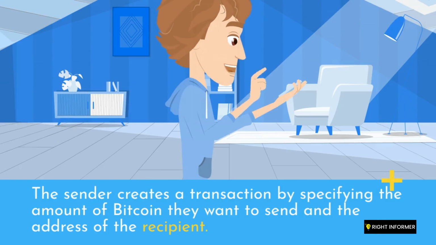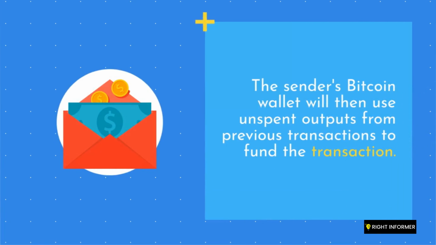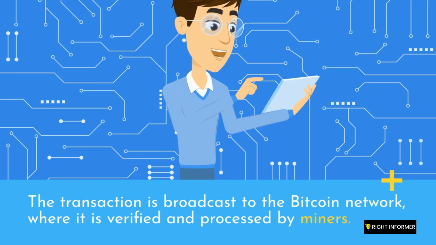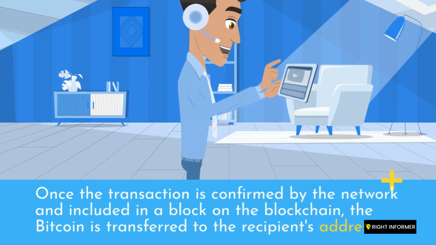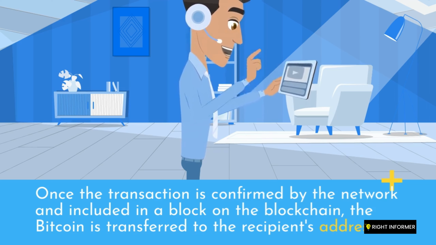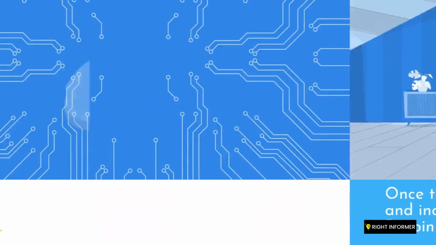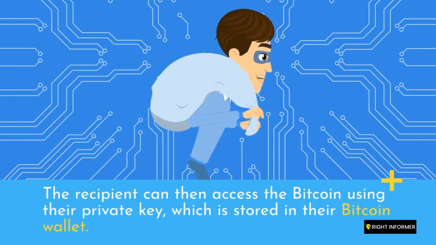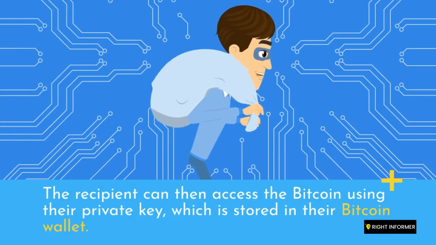The sender creates a transaction by specifying the amount of Bitcoin they want to send and the address of the recipient. The sender's Bitcoin wallet will then use unspent outputs from previous transactions to fund the transaction. The transaction is broadcast to the Bitcoin network, where it is verified and processed by miners. Once the transaction is confirmed by the network and included in a block on the blockchain, the Bitcoin is transferred to the recipient's address. The recipient can then access the Bitcoin using their private key, which is stored in their Bitcoin wallet.